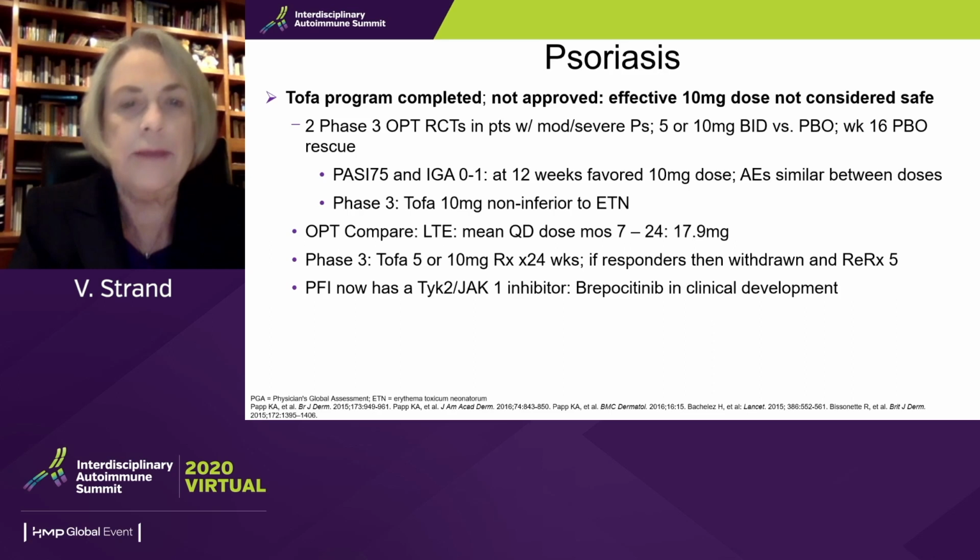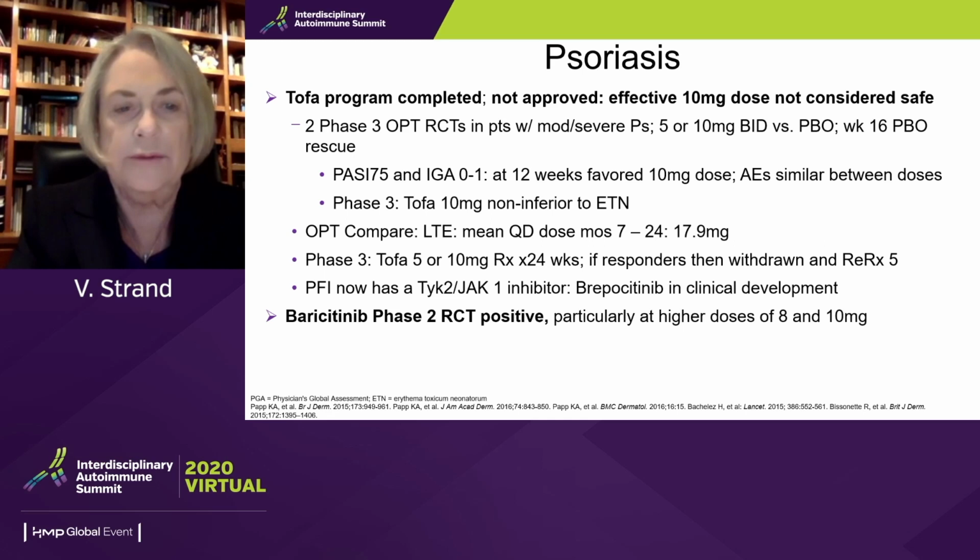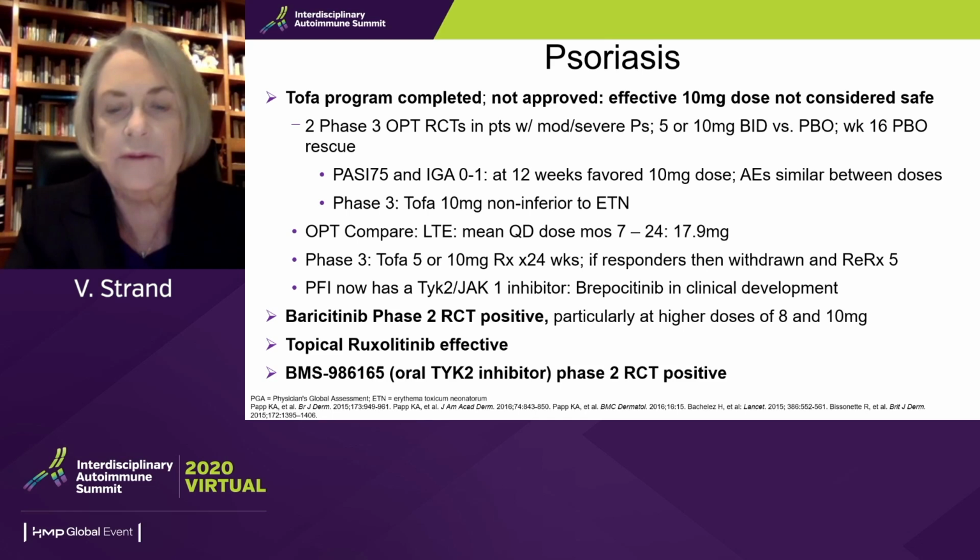So we come back to psoriasis. I just wanted to remind you that the tofacitinib program, although not approved, was very effective. The 10 milligram dose was shown to be non-inferior to etanercept, and thus it would have needed that approval for that dose. And unfortunately, the FDA was unwilling to grant that. But there's now a TYK2 JAK1 inhibitor, brepocitinib, that's in clinical development by Pfizer in psoriasis. And then I'll show you the baricitinib data. We know ruxolitinib is quite effective, and I'll show you that data as well.